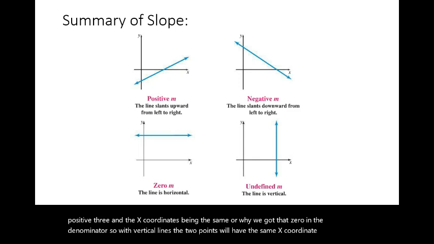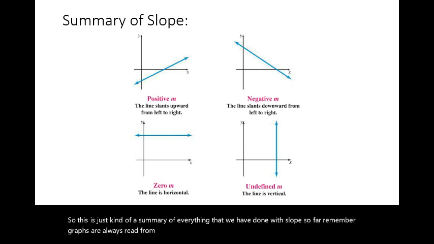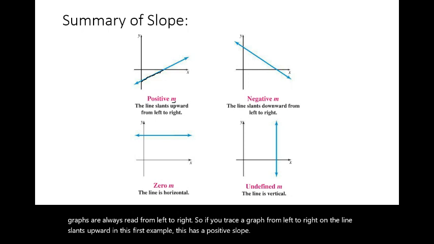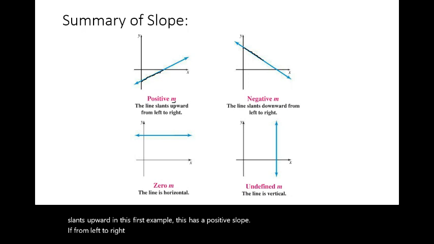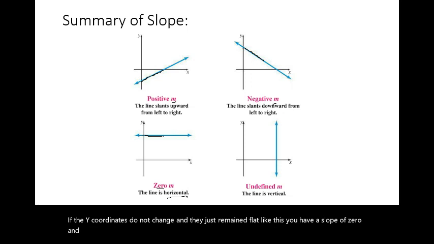So this is just kind of a summary of everything that we have done with slope so far. Remember, graphs are always read from left to right. So if you trace a graph from left to right and the line slants upward, like in this first example, this has a positive slope. If from left to right the line slopes downward, you have a negative slope. If the y-coordinates do not change and they just remain flat like this, you have a slope of 0 and the line is horizontal. So horizontal lines will have a slope of 0. And if you have a vertical line, the slope is undefined.